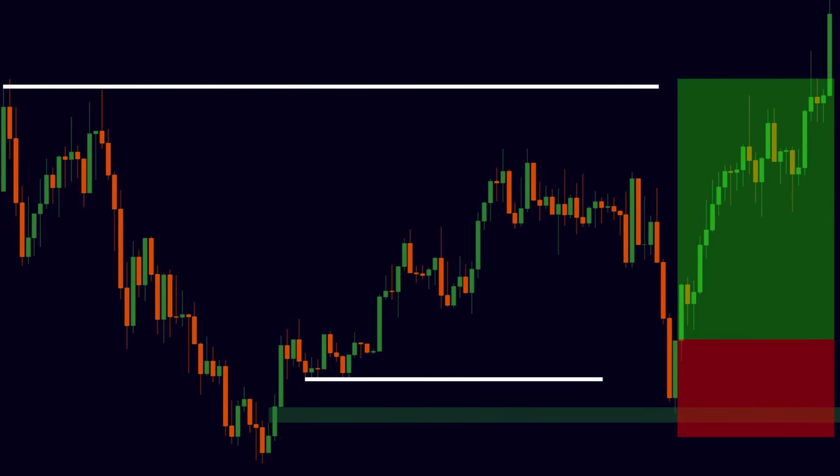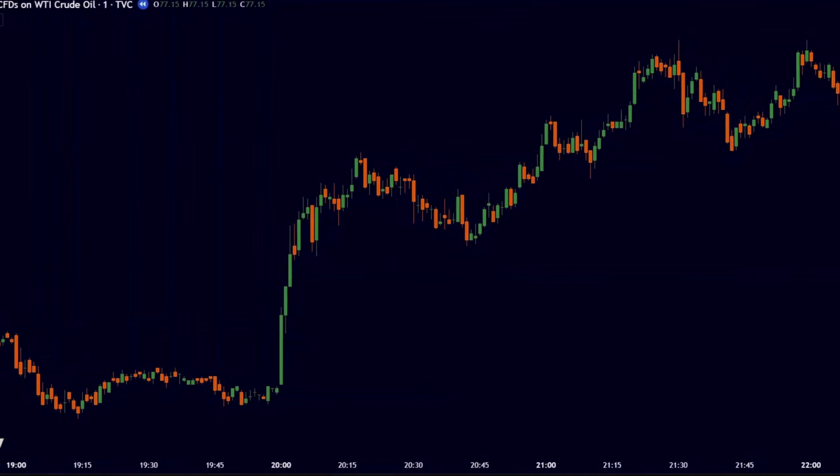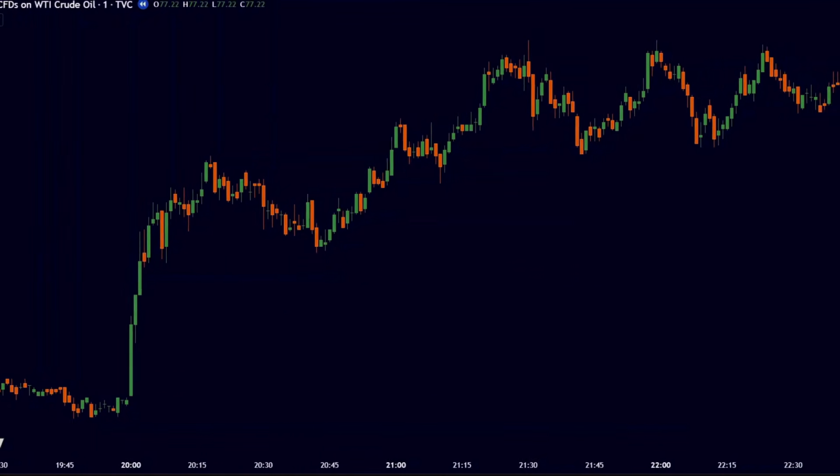What makes this setup powerful? You are entering exactly where weak hands got shaken out. Smart money has collected the liquidity it needed, and the real move higher can now begin.